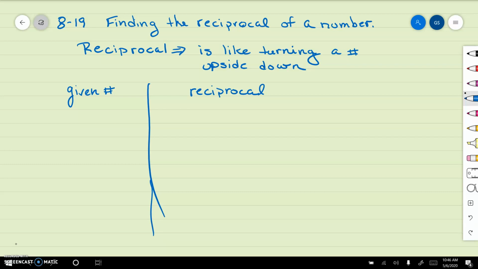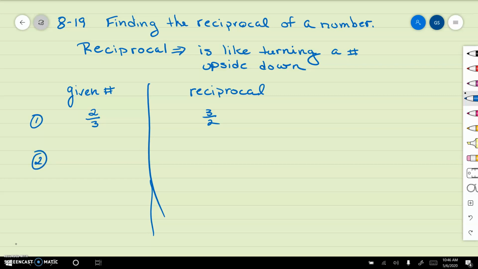If you have the number 2/3, so a fraction, 2/3. Well, it's like turning a number upside down. So it becomes 3/2. It's what we call flip it. Okay? We're flipping the fraction. So that should be easy enough. That's example 1.